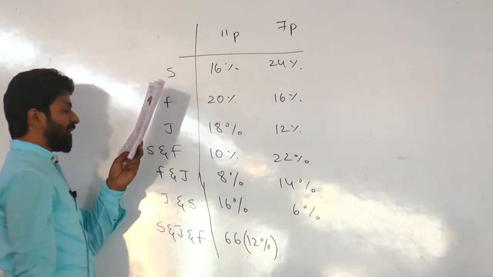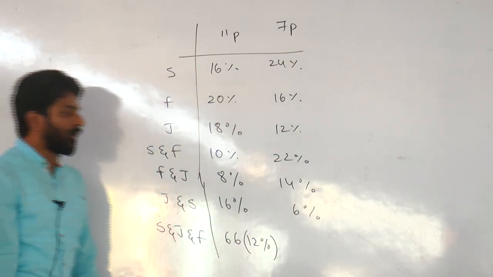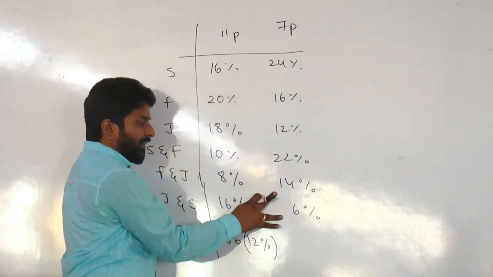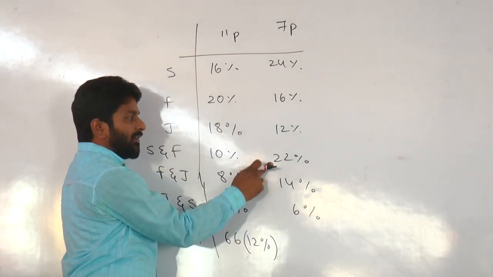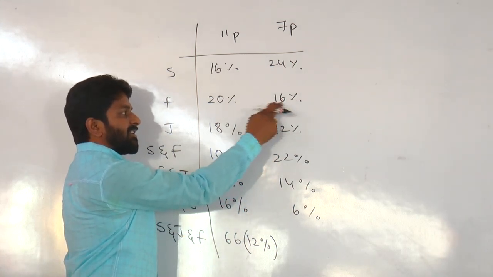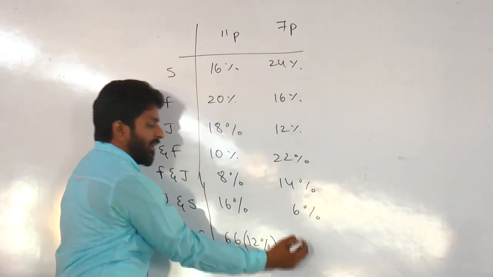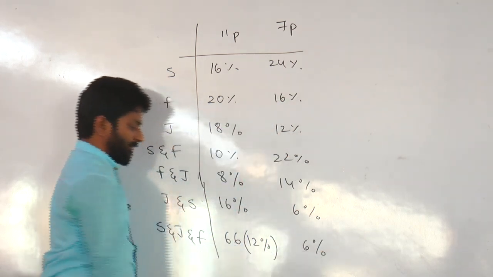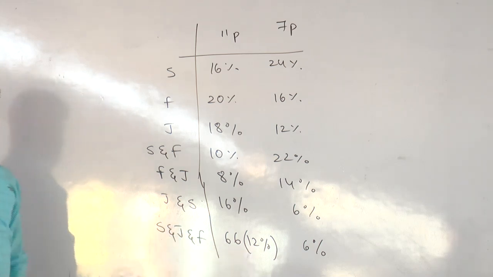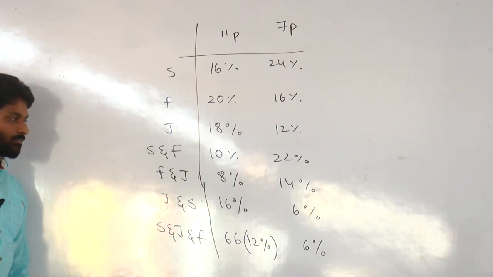And the remaining female can speak all the other languages. So what percent is this? 20, 40, 50, 60, 70, 94. Remaining 6%. 12% is 66. Correct?